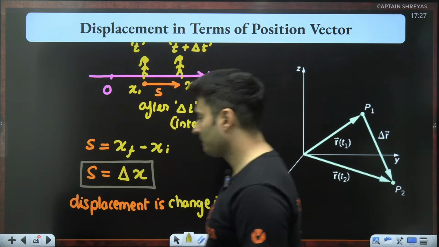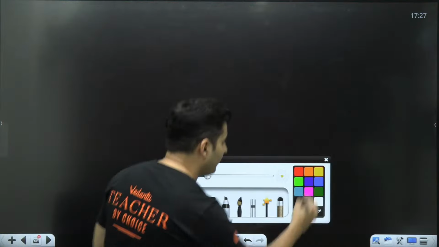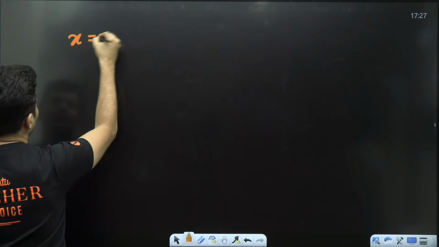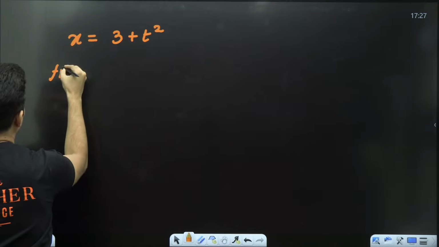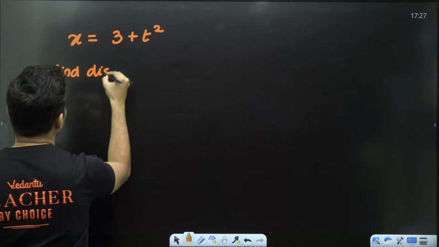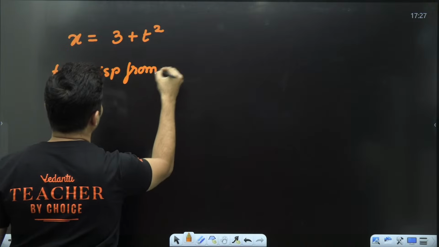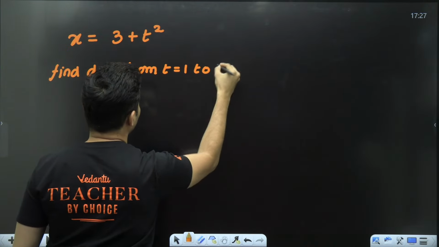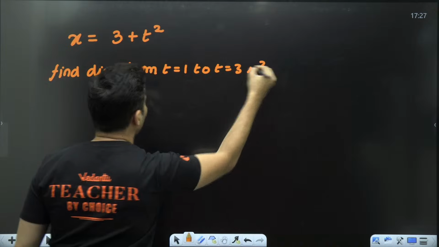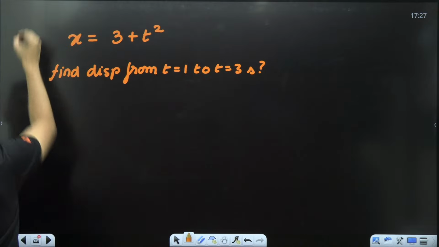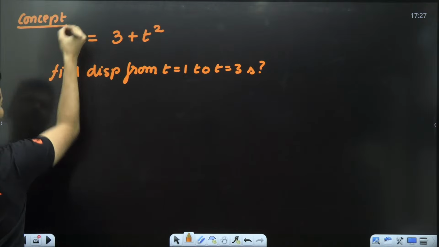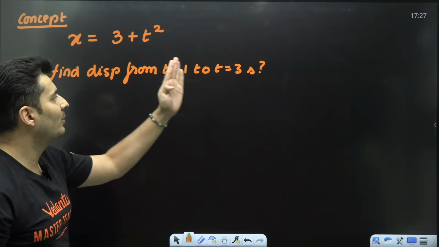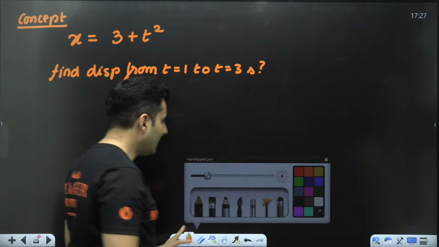Awesomeness. Cool. Remember sometime back I gave you an equation, x is equal to 3 plus t square. Find the displacement from t is equal to 1 to t is equal to 3 seconds. Imagine this sort of question came. This is a pure conceptual question.